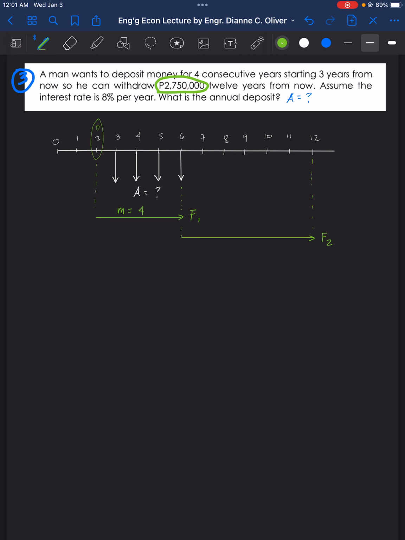What's going to happen here is that we need to find the value of F1. So for F1, using the future worth of annuity, F1 is equal to the A. How many percent? 8%. 1.08 raised to how many? Annuity, they are 4, minus 1 all over 0.08. So remember, this is future worth of annuity.